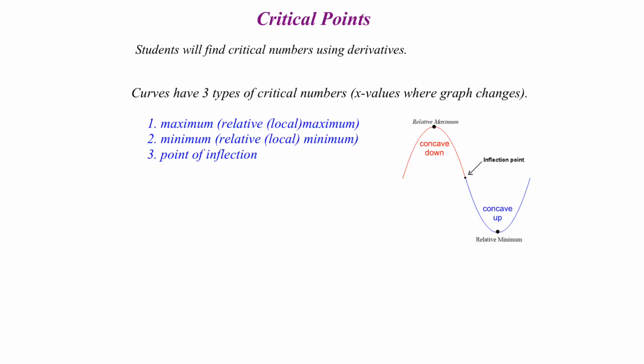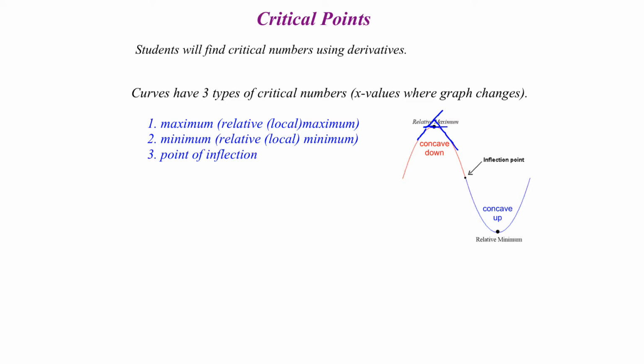Critical points. We will find critical numbers using derivatives. Critical numbers are x values where the graph changes. So the first one is the relative maximum, sometimes called local maximum. If you look at your slope to the left of the relative max, it is positive, and then at the relative max, it becomes 0, and then to the right of it, the slope becomes negative. So there's a change in the graph right there.